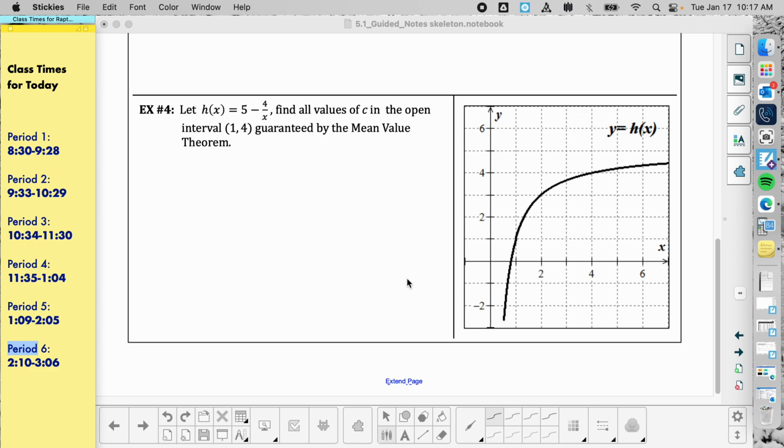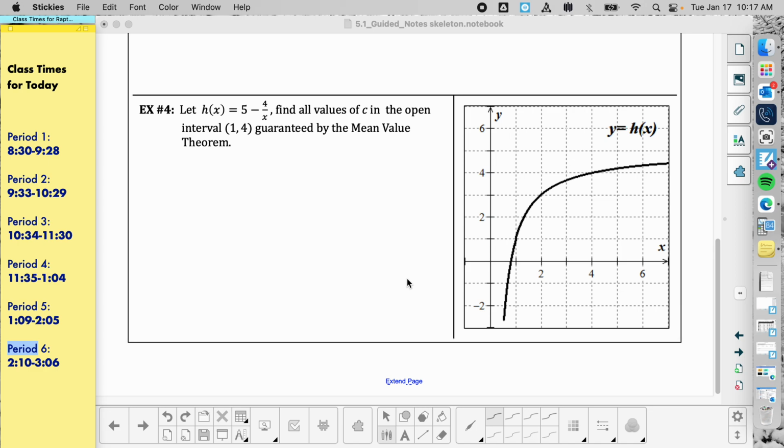Okay, that's 33. Excellent. Okay, before we do the problem, we have to check that the criteria are met. To be able to use the mean value theorem, is it continuous between 1 to 4? Yeah. How do you know?